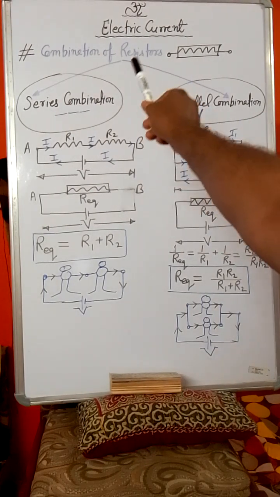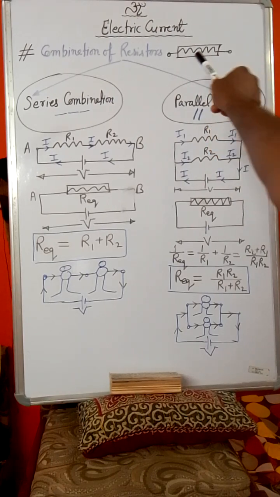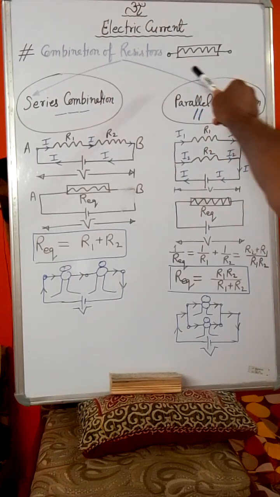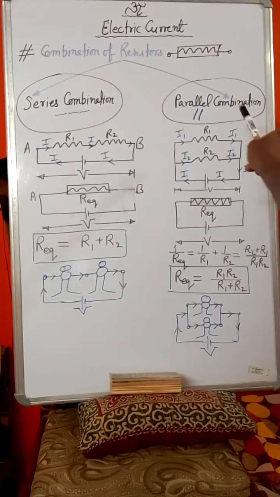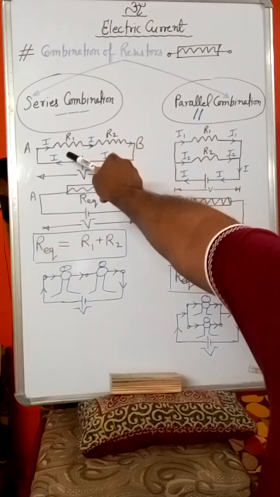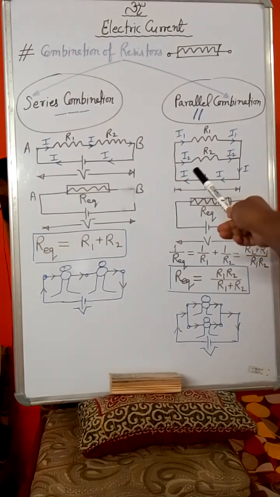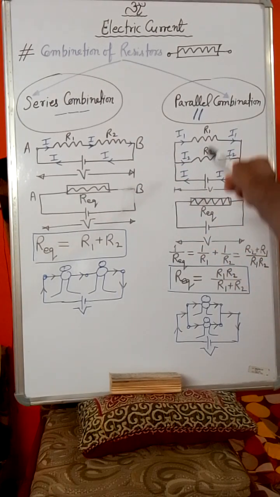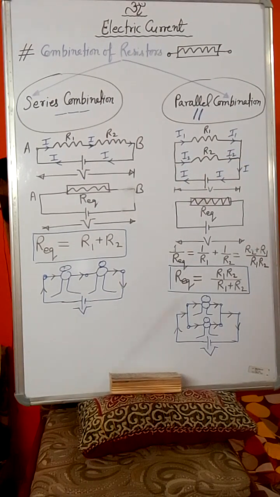Now look here. Combinations of resistors are drawn with this diagram, right? There are two kinds of combinations, series combination and parallel combination. Two resistors can be combined like this, and we will call that a series combination. On the other hand, if two or more resistors are connected like this, look at the diagram, then we will say the combination of resistors is a parallel combination.